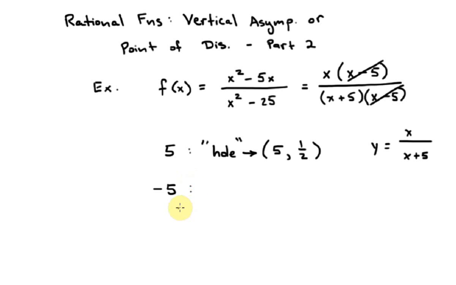Anyway, moving on to negative 5. That didn't cancel. Negative 5 is still a problem. So guess what? There is a vertical asymptote at the location x equals negative 5. That is a vertical asymptote. And that's all there is to it.